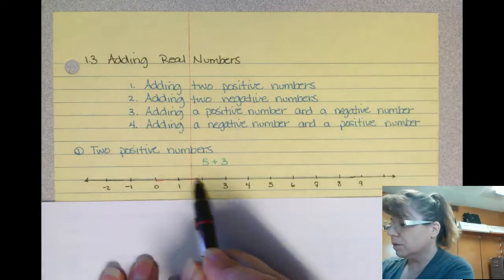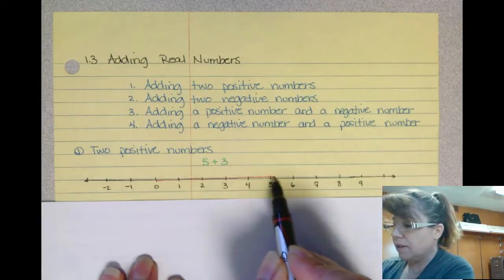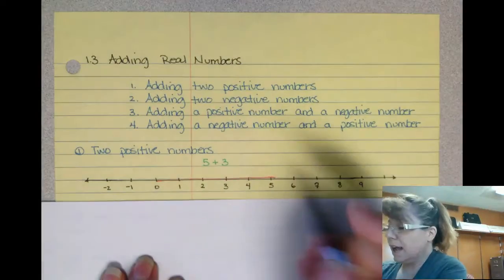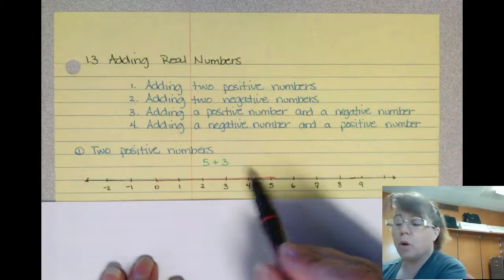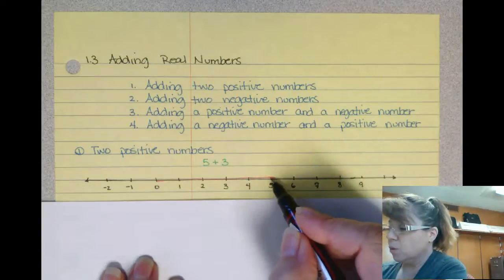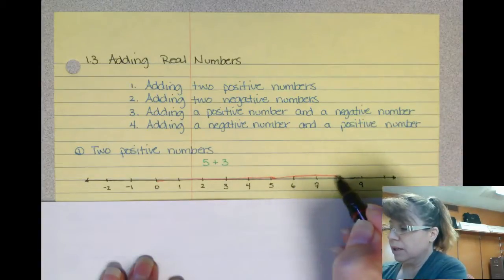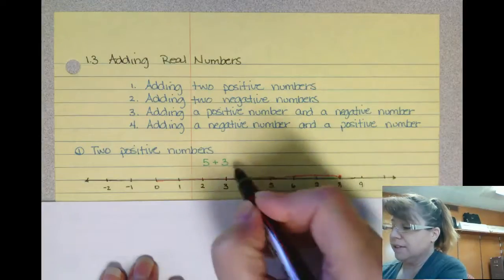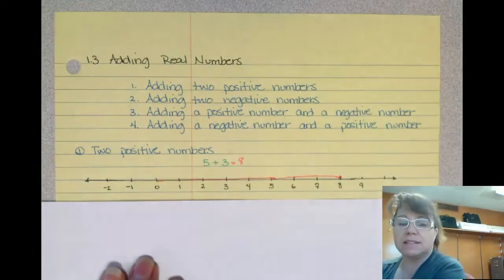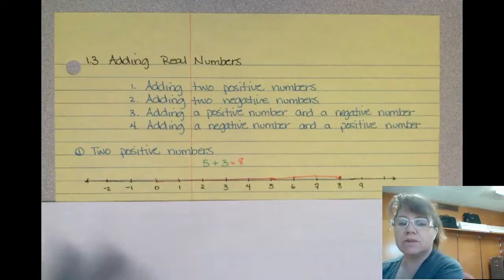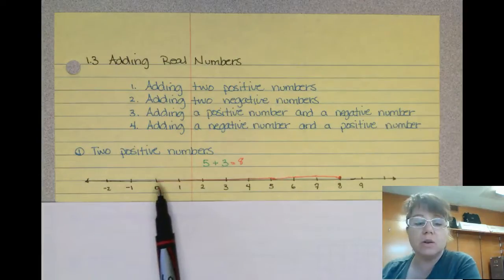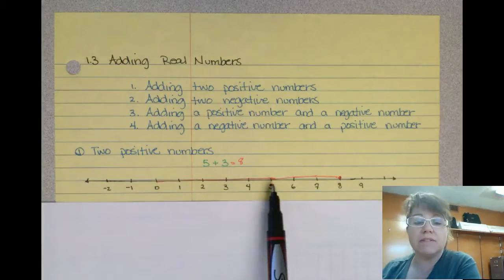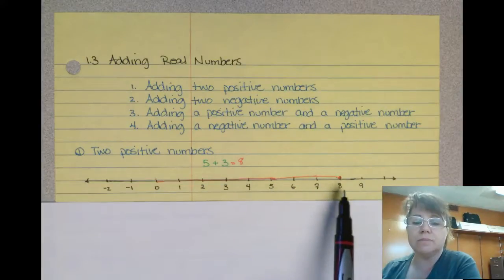And then I'm going to stop. So I'm sitting at positive 5 right now. But the plus 3 means go 3 more. So 1, 2, 3. So our answer is positive 8. Okay? So we've done this before, but visually I want you to see what we're actually doing. Starting at the origin, moving up 5 units, and then 3 more units to land on 8.